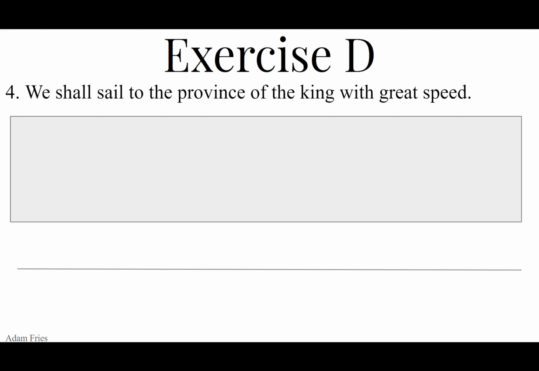You have to use the word order adjective, then cum, then the noun. So magna cum celeritate. If you wanted to get rid of the cum, that's fine too. You could just say magna celeritate. So all together, ad regis provinciam magna cum celeritate navigabimus.